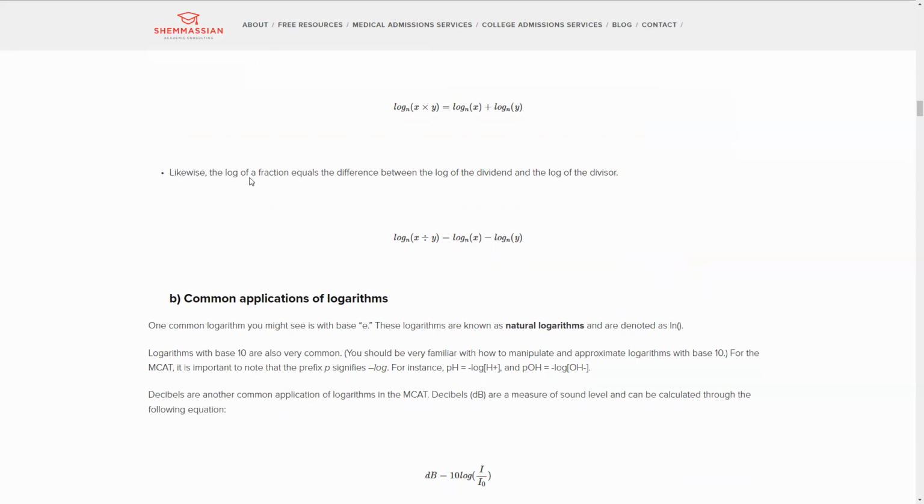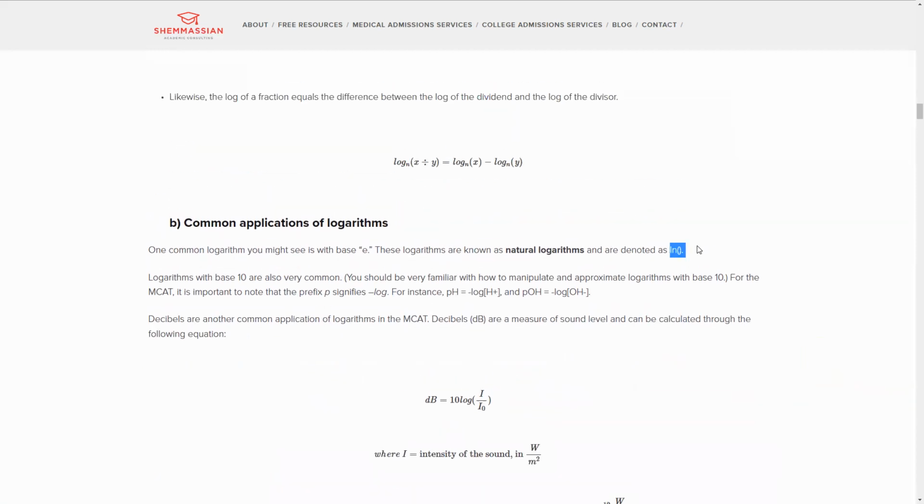Now, logs are very important in chemistry because we have P. You've heard of pH, you've heard of pKa, right? The P here means something very specific. It means negative log. So pH is negative log of H, pOH is negative log of OH. Okay, so let's see how we use P.